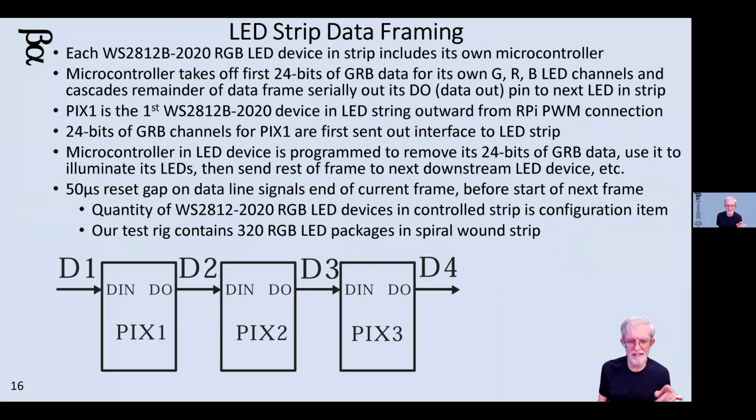Now, this is how you daisy chain the individual LEDs together. The computer is on the left just before D1, and you have the data that goes into pixel number 1. It gets stripped off, processed, and sent on as all the LEDs minus the first one. And it just repeats that up the spiral line.